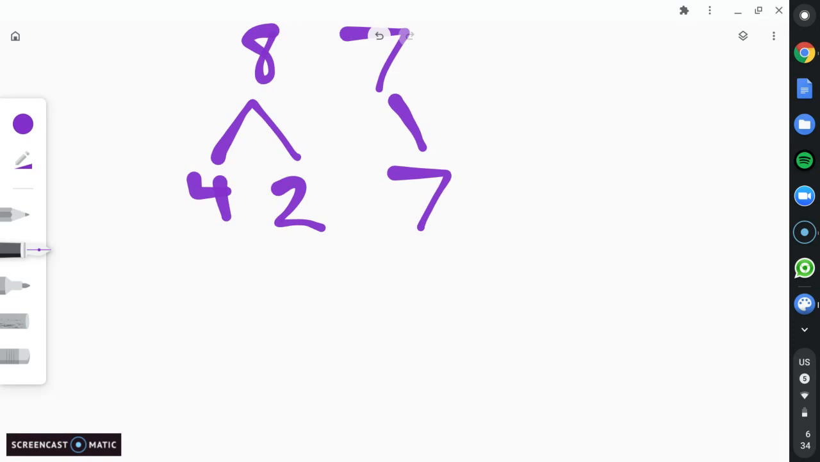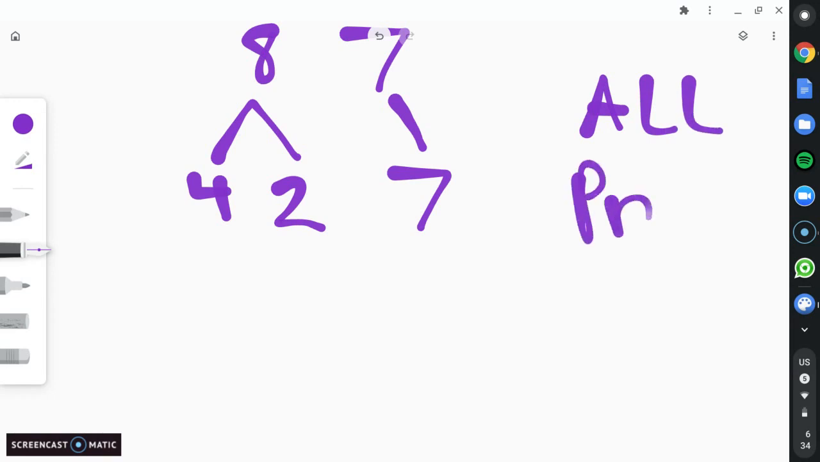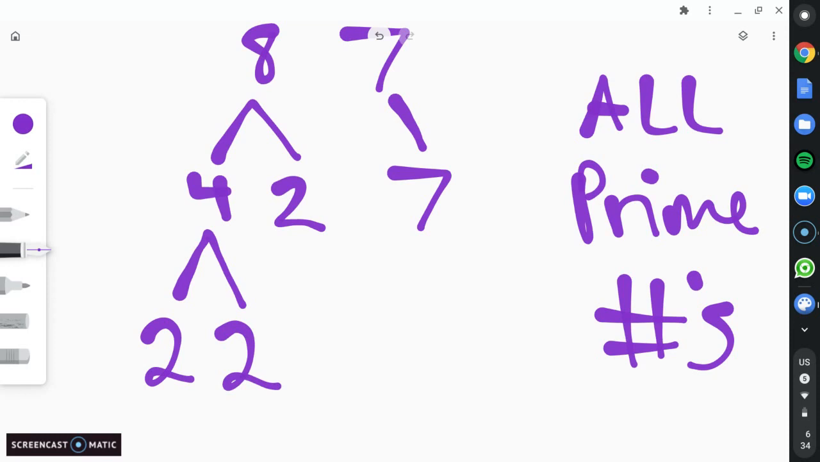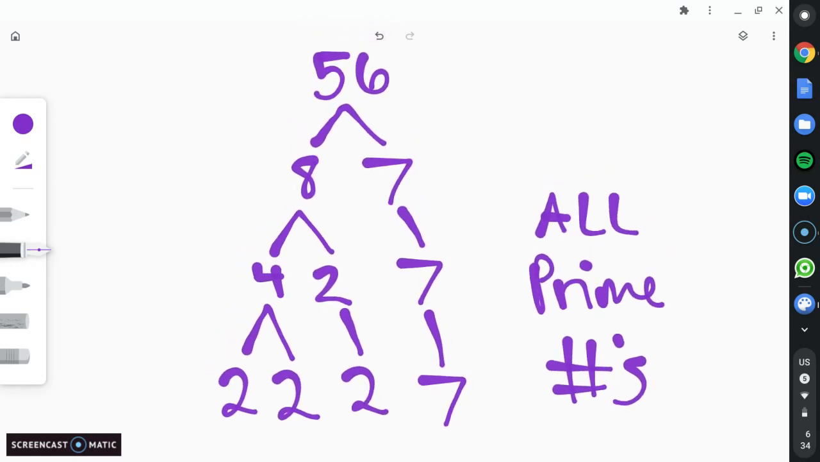Okay, now, next row. So here's the thing about factor trees. We're not done until we get all prime numbers. Now, 7 is a prime number, 2 is a prime number, but 4 is not a prime number. So let's keep going. What two things can you multiply to get to 4? 2 and 2. Now, bring all the other prime numbers down. And this is our factor tree. So please fill this in for the first problem on your sheet.